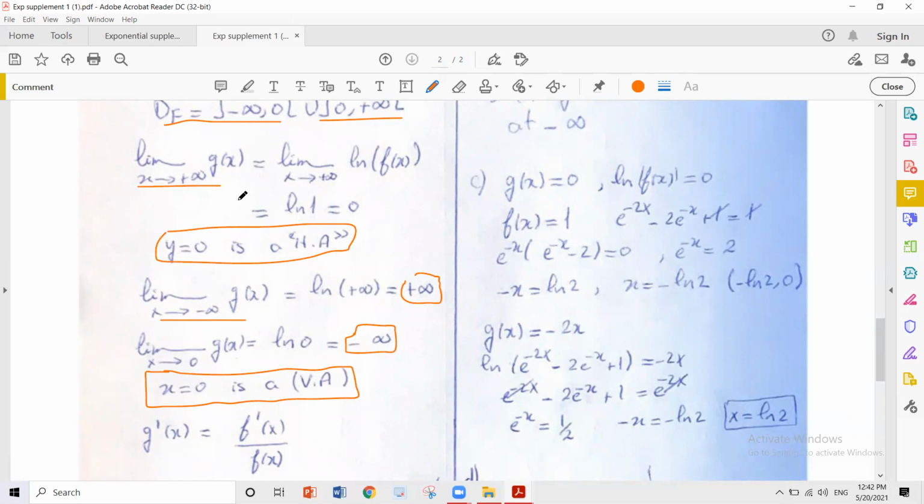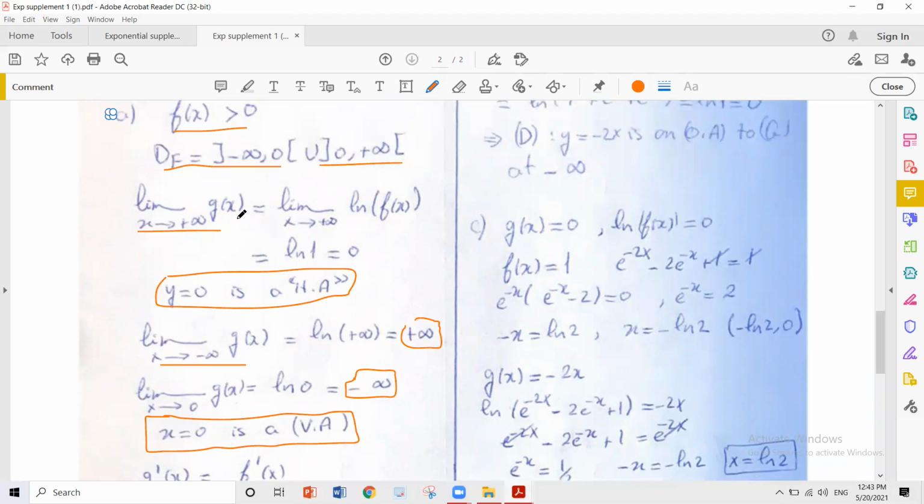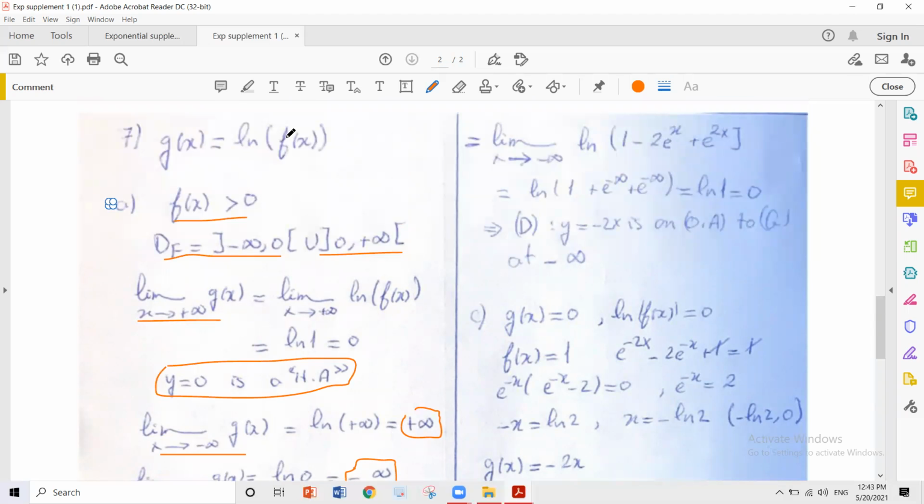So the limit as x tends to plus infinity of g(x) is 0. The limit as x tends to minus infinity is plus infinity. The limit at 0 is minus infinity. Now to calculate the derivative, g prime x equals u prime over u, meaning f prime x over f(x).